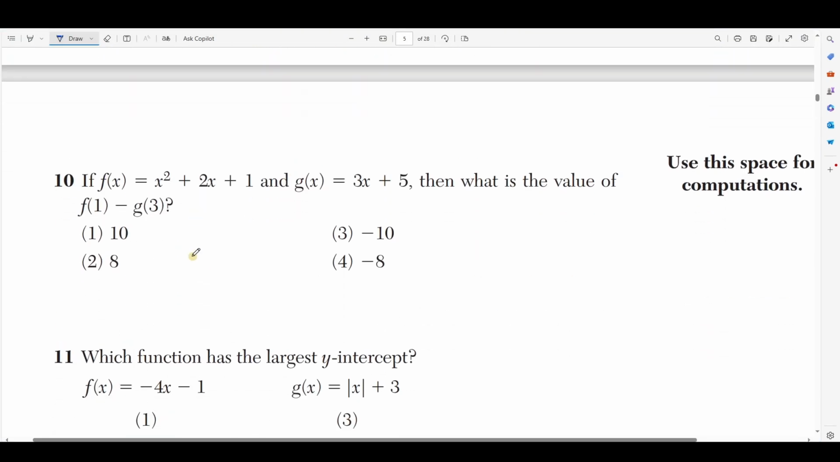Moving on to number 10, it says f of x is equal to x squared plus 2x plus 1, and g of x is equal to 3x plus 5. Then what is the total value of f of 1 minus g of 3? So they're asking you to evaluate these two functions at two specific points. It's asking you to evaluate f of x at x equals 1.